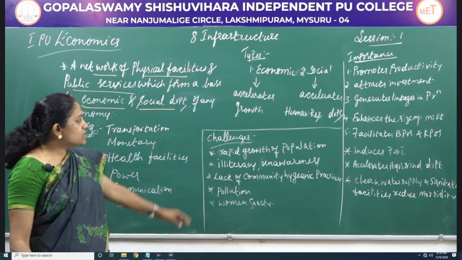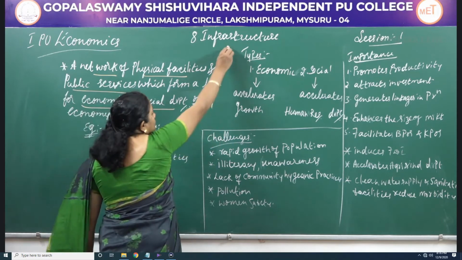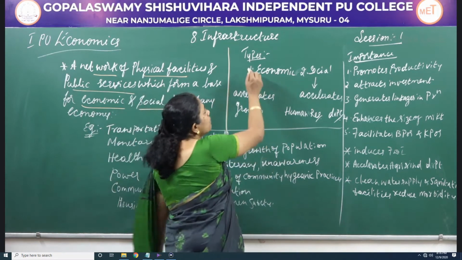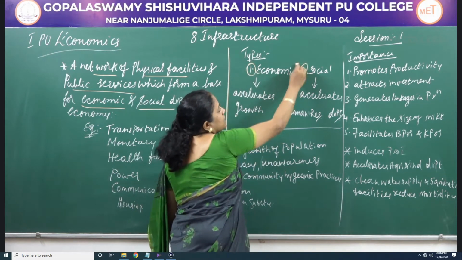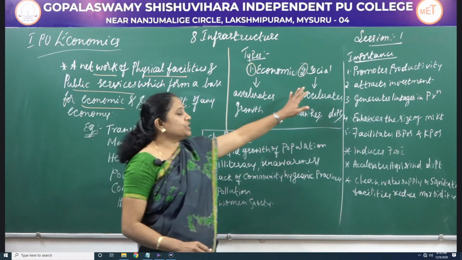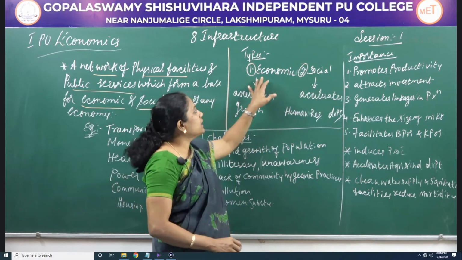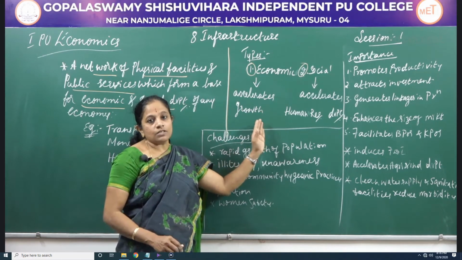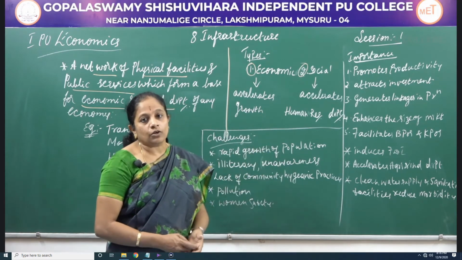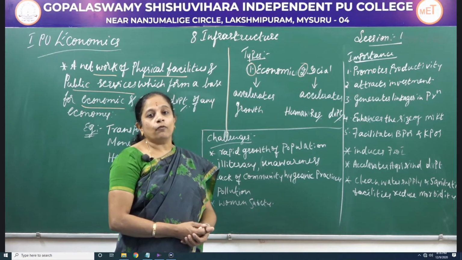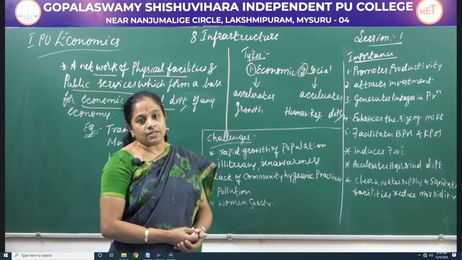So, now let us move towards the types of infrastructure. There are two important types of infrastructure. The first one is economic infrastructure, and the second one is social infrastructure. The economic infrastructure accelerates growth. It is concentrated on economic growth and development, because a country can perform well if its economy is stable.